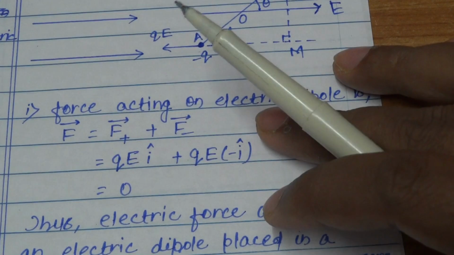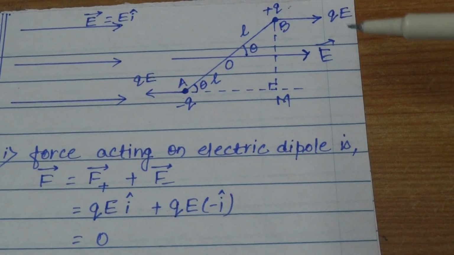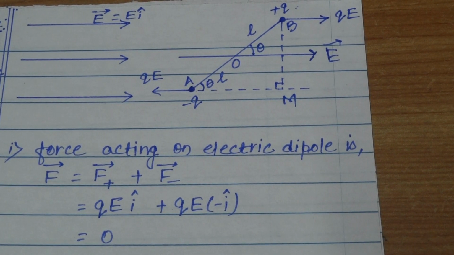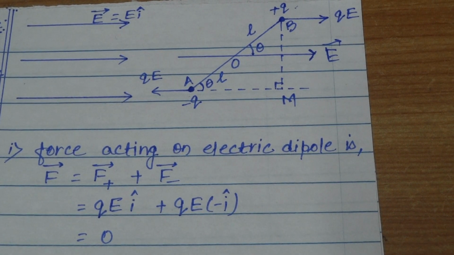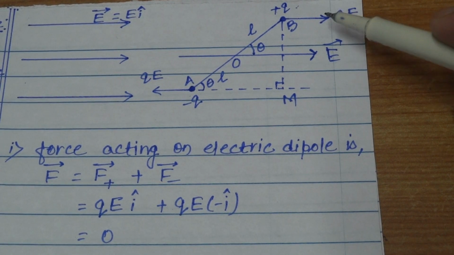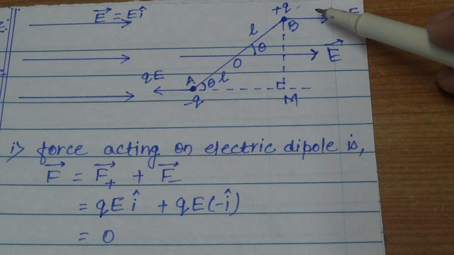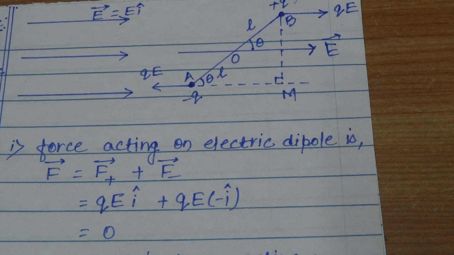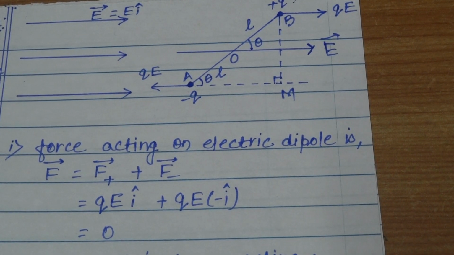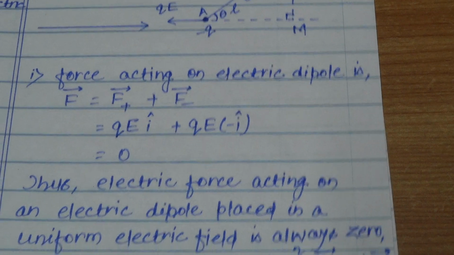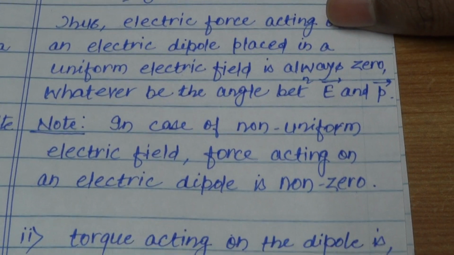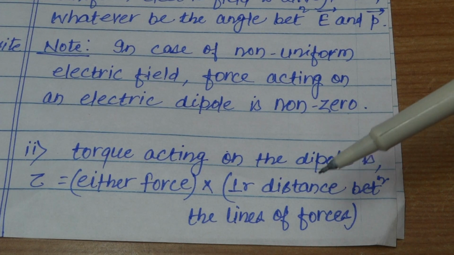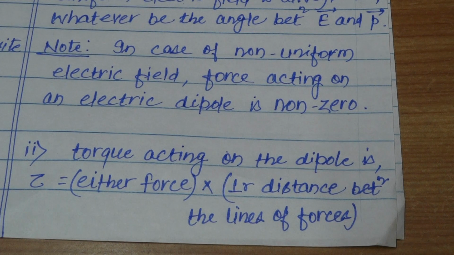Now, the net force of these two becomes 0 because these two have equal magnitude but opposite direction, so they cancel each other. But these two forces will rotate the electric dipole. These two forces will produce a rotation in the electric dipole. And we all know that rotation is produced only due to torque. So, let us calculate the torque acting on the electric dipole.